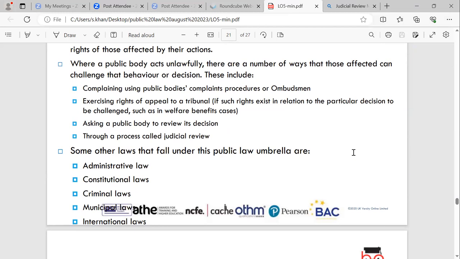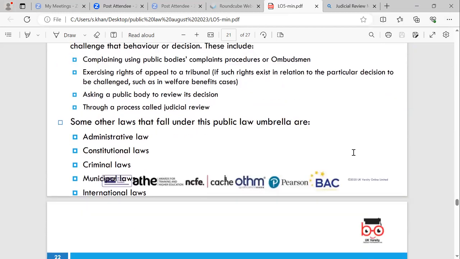exercising rights of appeal to a tribunal if such rights exist in relation to a particular decision to be challenged, such as in welfare benefits cases, asking a public body to review its decision, and through a process called judicial review, as we explained earlier. Some other laws that fall under this public law umbrella are administrative law, constitutional laws, criminal laws, municipal laws, and international laws.